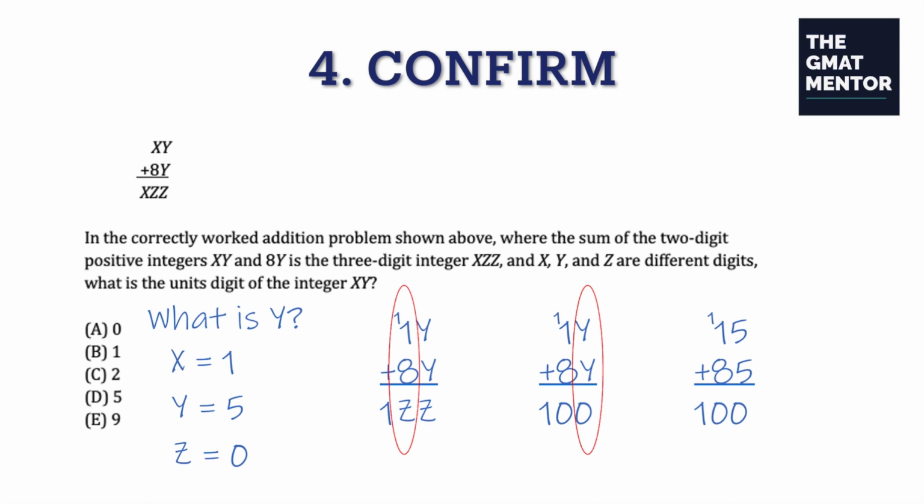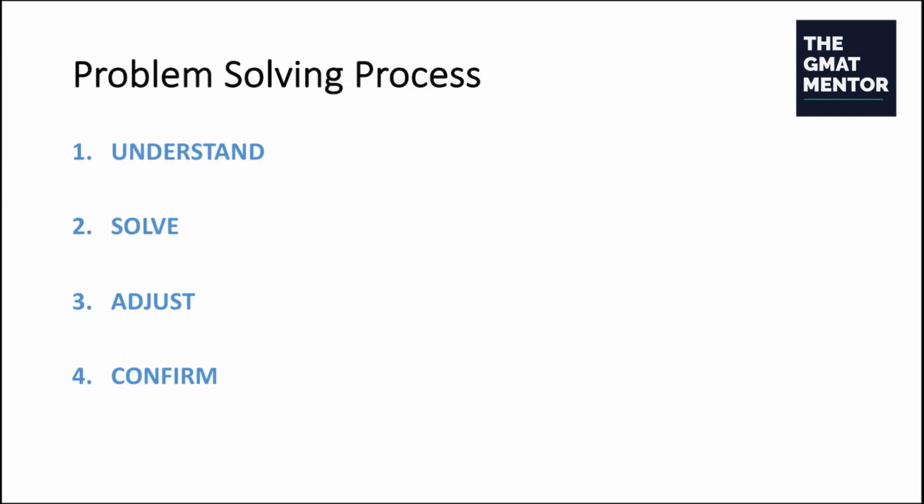Note that x, y, and z are all represented in the answer choices. 1 is choice B, 5 is choice D, and 0 is choice A. It's all too easy to pick the wrong one if you aren't careful. Of course, here you are looking for y, so the correct answer is D, 5.